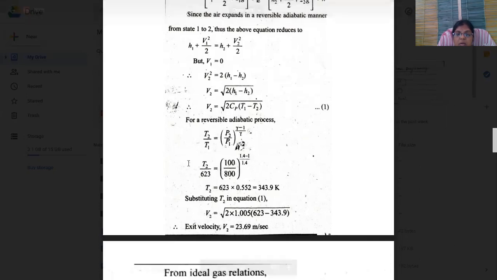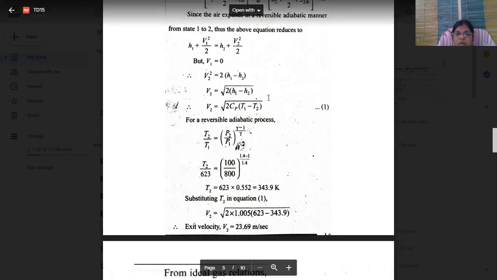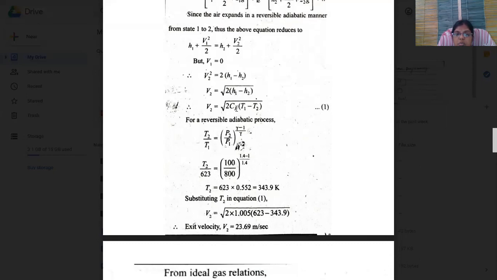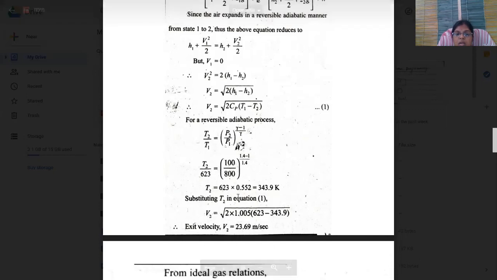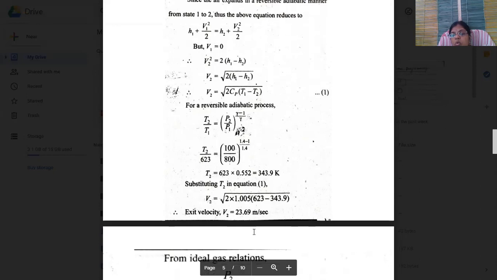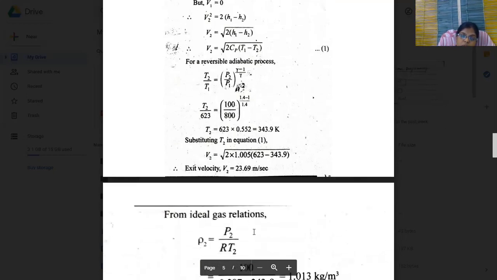So place all the values here and get the value of T2, and substitute the T2 value here. T1 value is already given and Cp is 1.005. T1 is given, T2 we got, and finally we got the value of V2 as 23.69. We don't know the values of enthalpies, so we converted them into temperatures. So h1 minus h2 is equal to Cp into (T1 minus T2). We know all the values, substitute them here and get the exit velocity of the nozzle.